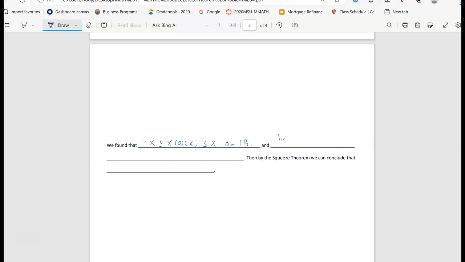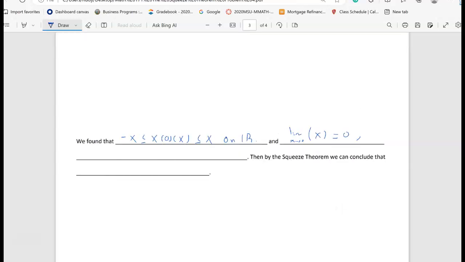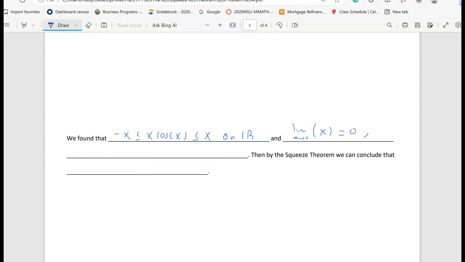And then the limit as x approaches 0 of x is equal to 0. I'll just say comma, the limit as x approaches 0 of -x is also equal to 0. Then by the squeeze theorem, you can conclude that the actual limit as x approaches 0 of x cosine of x has to also equal 0.